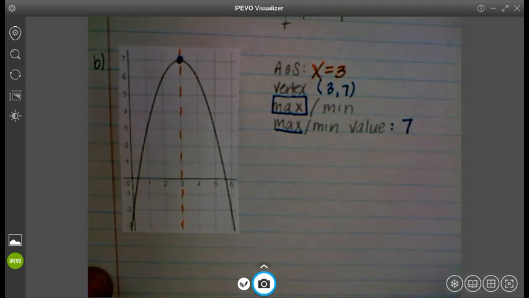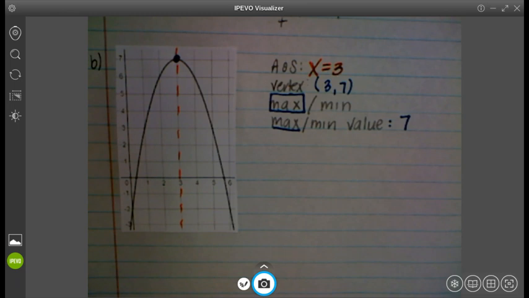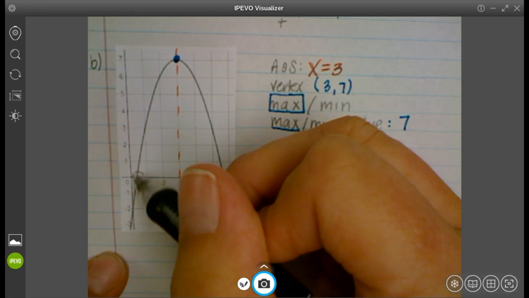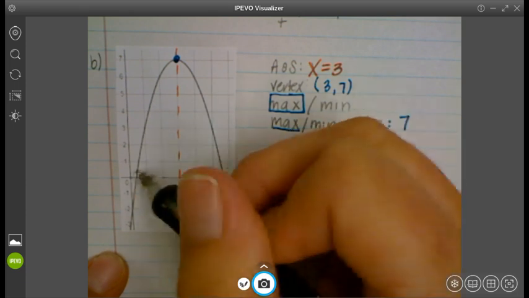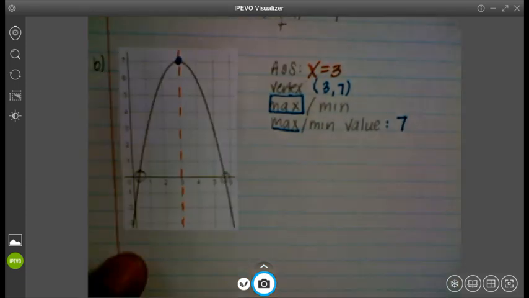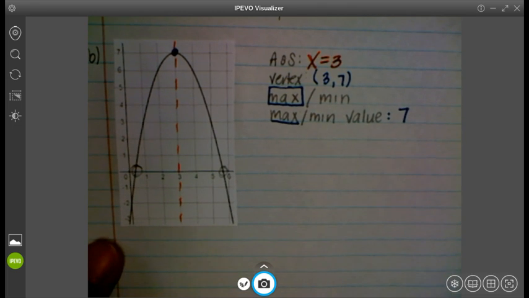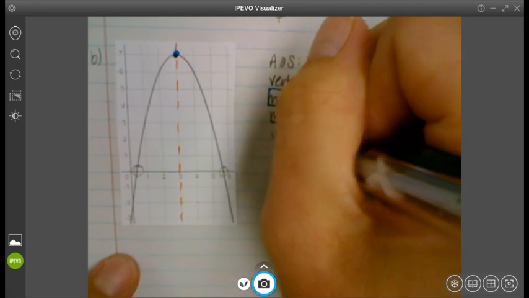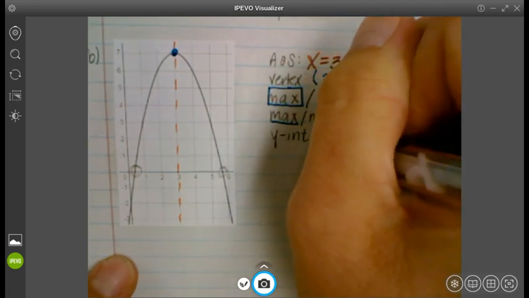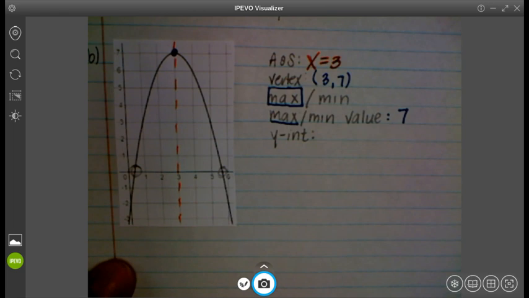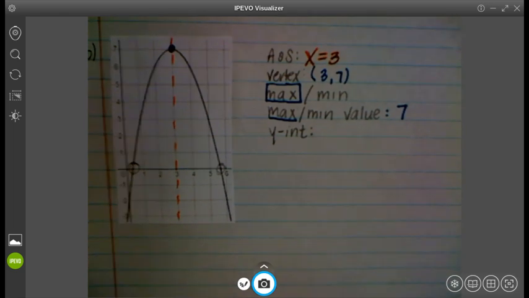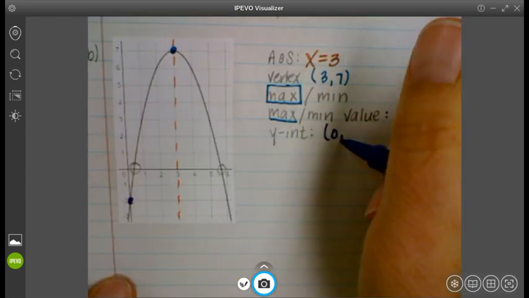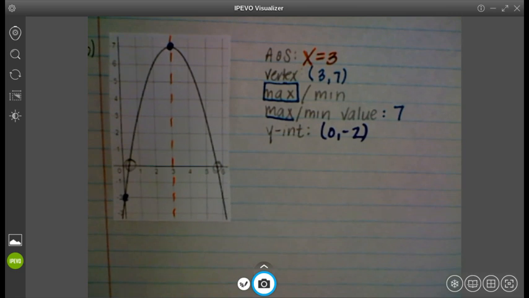Now, typically speaking, here is where we would identify our x-intercepts, but notice on the graph that they're not really very nice numbers. So I'm never going to ask you to identify the x-intercepts when they're not clearly identifiable. So we're going to leave that one off. So next we have y-intercept. The y-intercept is where a graph crosses the y-axis. That is this point here at (0, -2).